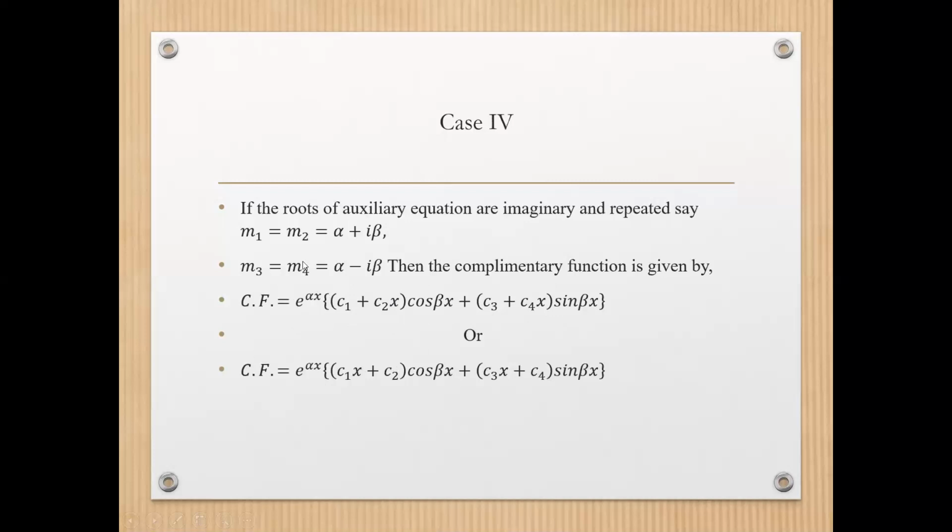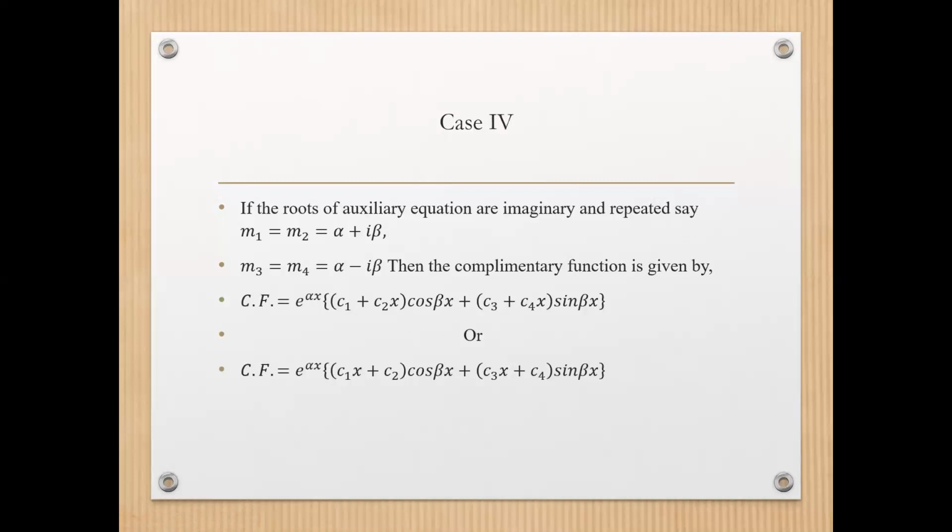Similarly, if the root is a repeated complex conjugate root alpha plus minus i beta repeated three times, then we can write the complementary function in this way: e raised to alpha x into bracket c1x square plus c2x plus c3 into cos beta x plus c4x square plus c5x plus c6 into sin beta x. In this way, we can write the complementary function corresponding to roots of the auxiliary equation that are imaginary and repeated. Okay, these are the four cases for finding complementary function.